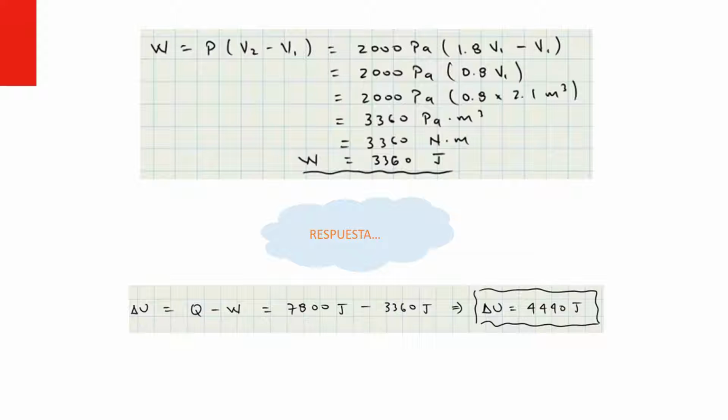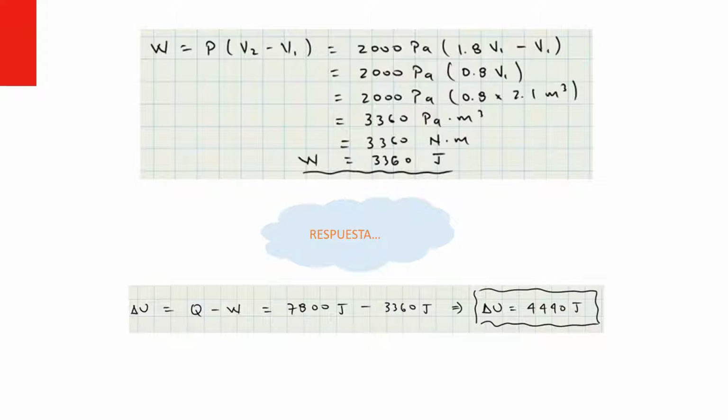All the data collected above will serve to apply in the formula. Work is equal to pressure times volume variation. Then we have 2000 Pascal multiplying 1.8 the volume 1 minus the volume 1, which is equal to 2000 Pascal times 0.8 the volume 1. I replace the data, I operate, and I get 3360 joules. That is, my work is that result.